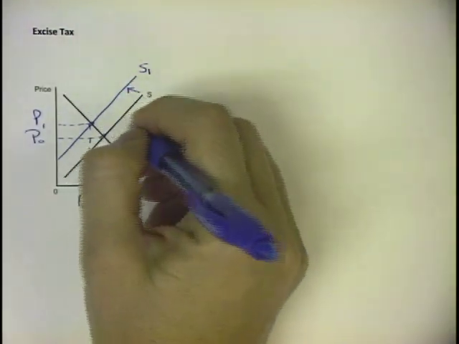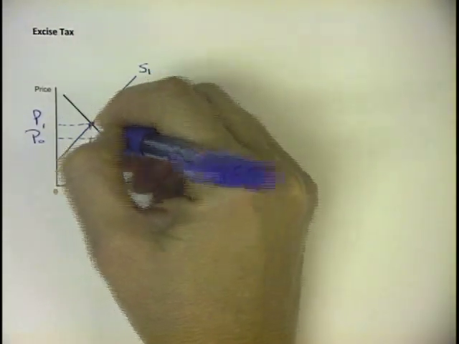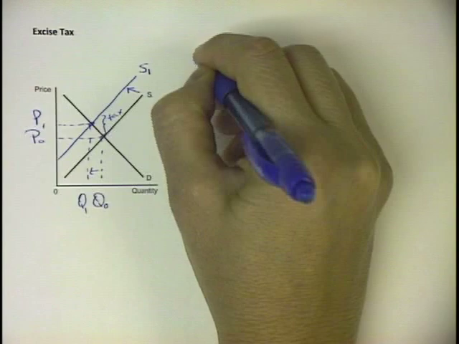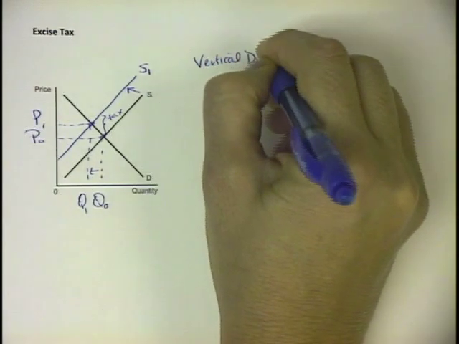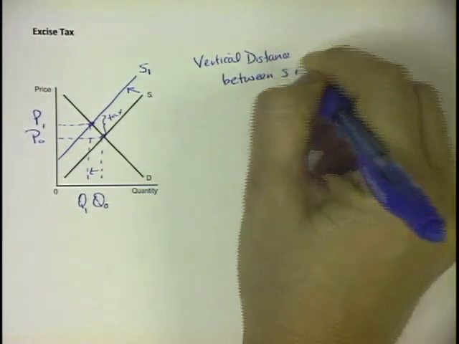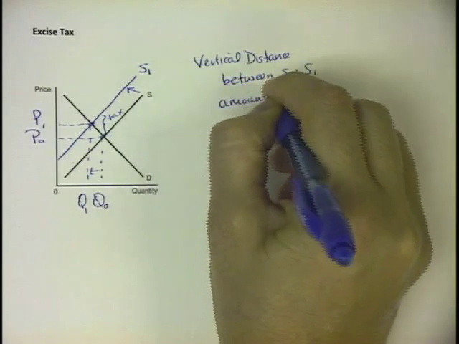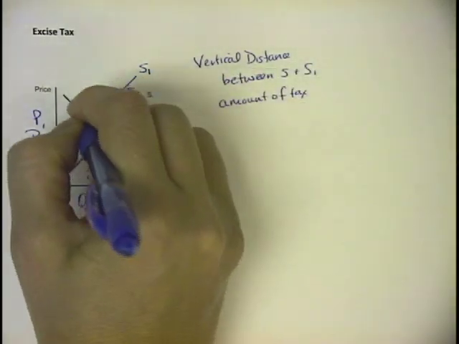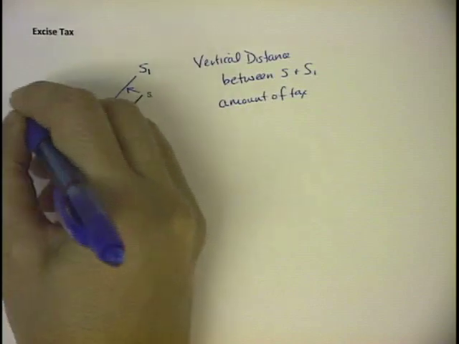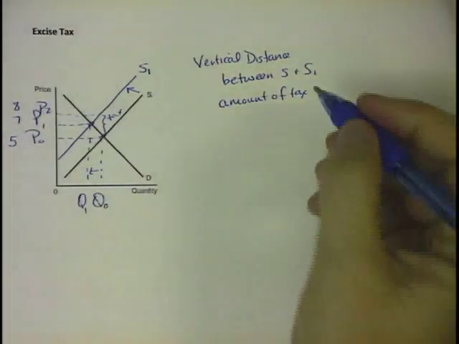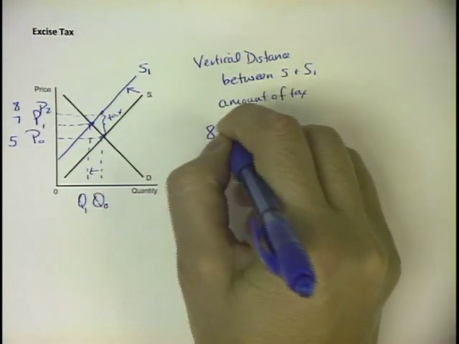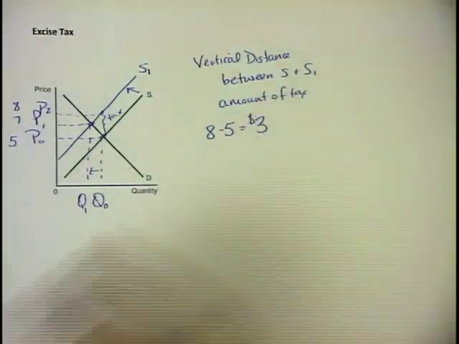So let's put some numbers here. Let's say the vertical distance between the S curve and the S plus 1 is the amount of the tax, okay? So the vertical distance between S and S1 is the amount of the tax. Okay, so let's say this would be P2. So let's just assign some numbers. Let's say this is 5, 7, and 8. Okay, so the vertical distance here, from here to here, is going to be 8 minus 5. The amount of the tax is $3.